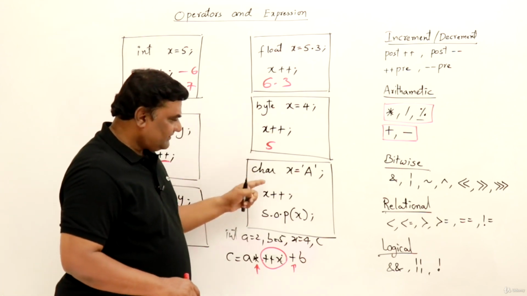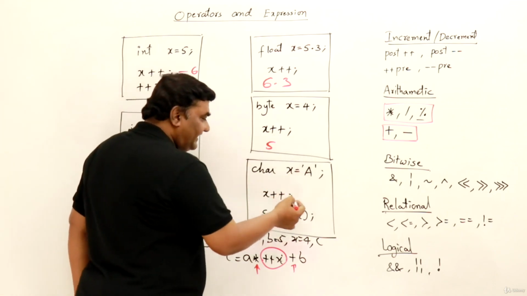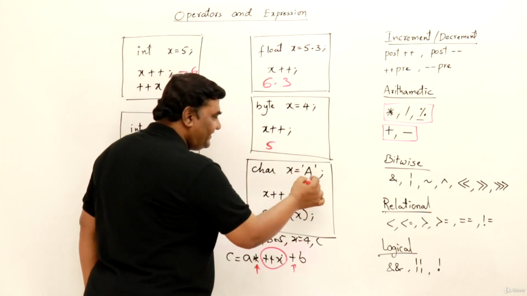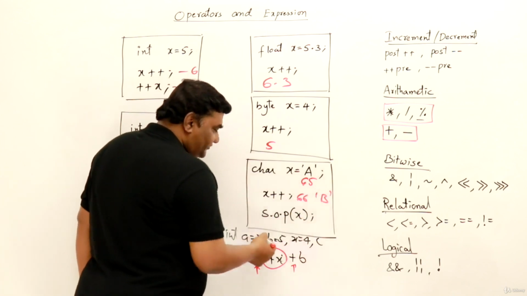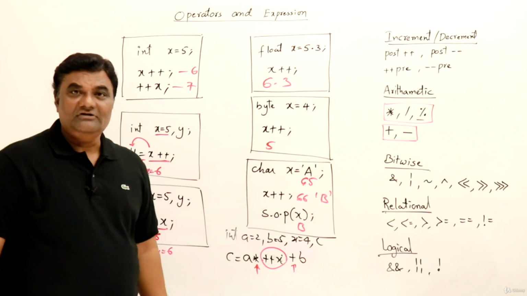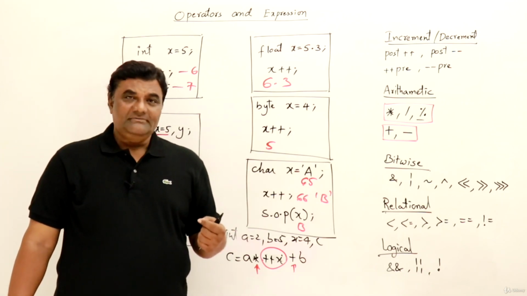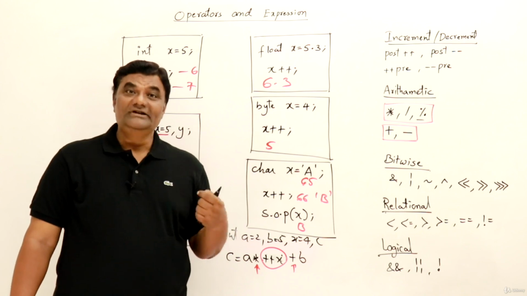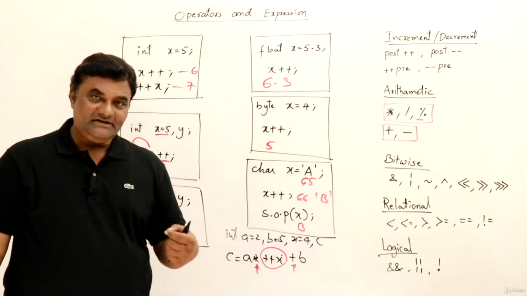Now here, character. Can we increment a character? Yes. Here it is a. X plus plus. A means 65, x plus plus means 66, and 66 means B. So if you print, you will get the result as B. So it can be performed on characters. Only one data type we cannot perform increment or decrement on, that is Boolean. On Boolean type variables, you cannot perform increment and decrement.